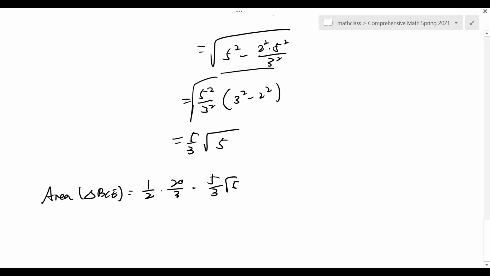Okay. So it's going to be 50, right? 50 over 9 and the square root of 5. That's the answer given in the book. Answer key.